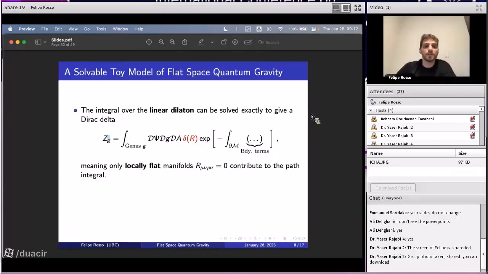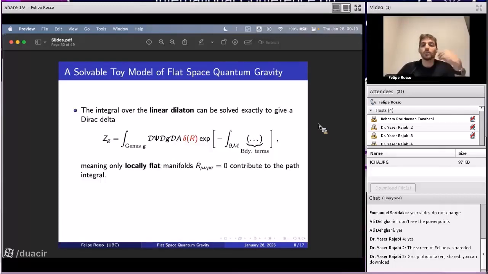This is for a particular genus g. So this means that only locally flat manifolds contribute to the path integral, and this is one of the crucial features that will allow us to compute this full topological expansion. And this is completely analogous to what happens in the JT case. In the JT case, the only difference was that instead of having R, here we have R plus 2 over L squared. And in that case, it meant that the only surfaces that contribute to the path integral were those that were locally AdS. So this is completely analogous. The only difference is that the surfaces have to be locally flat.